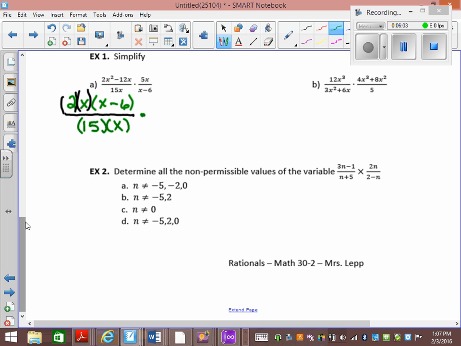Little symbol, the dot symbol, the times. They often use the dot symbol instead of a times symbol just because the times symbol looks like an x, right? So they usually use the enclosed dot for multiplication. On the top right, or sorry, top right, the numerator on the right, it's 5 and x.